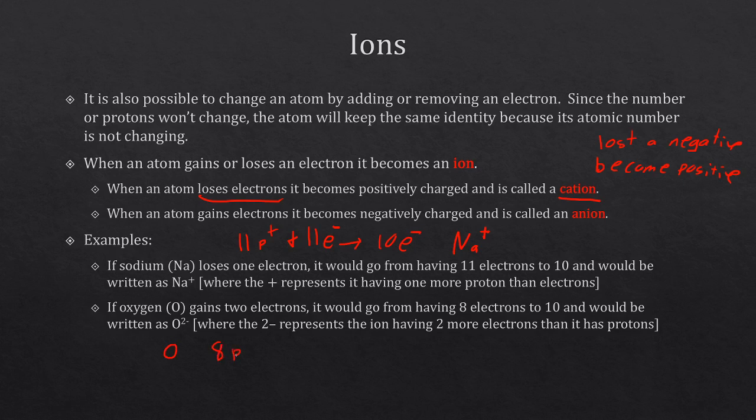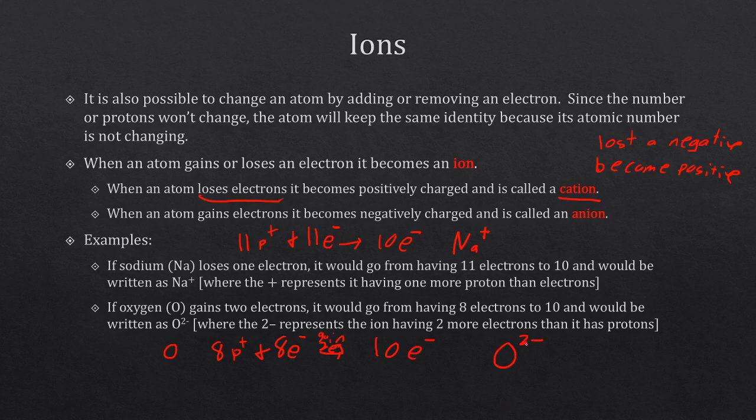Oxygen has 8 protons and 8 electrons. If it gained 2, it's going to have 10 electrons. So 8 plus 2 moves it to 10 electrons. Since it has 2 more electrons than it has protons, it has a 2 minus charge. So we would write it as O 2-.